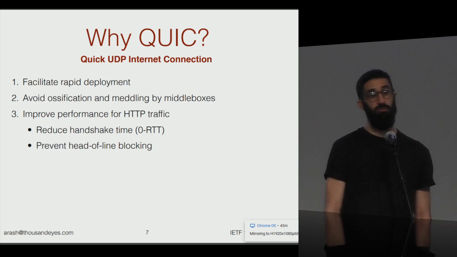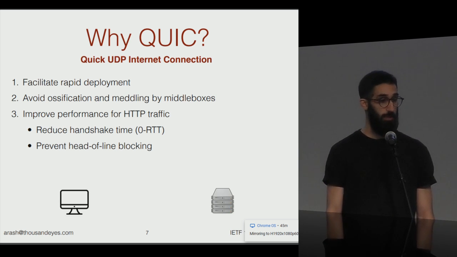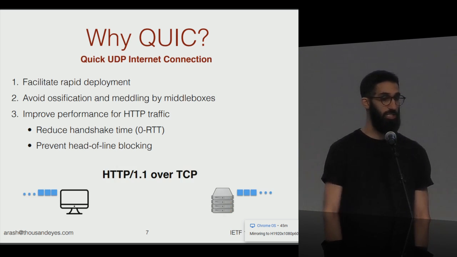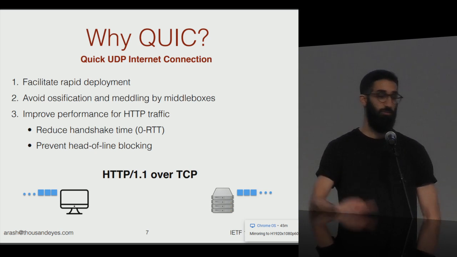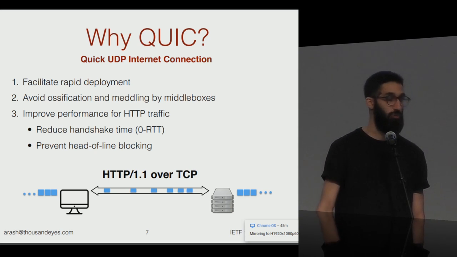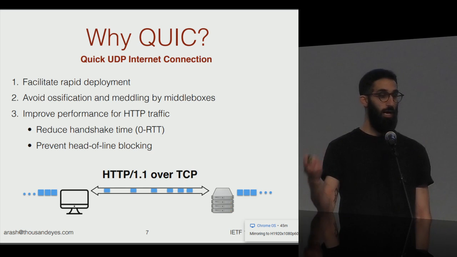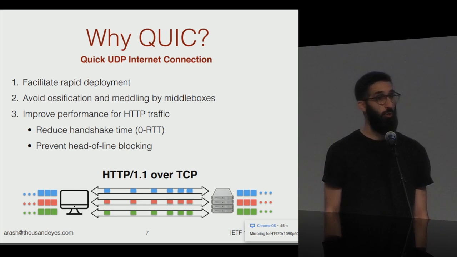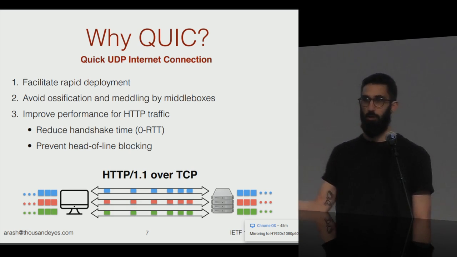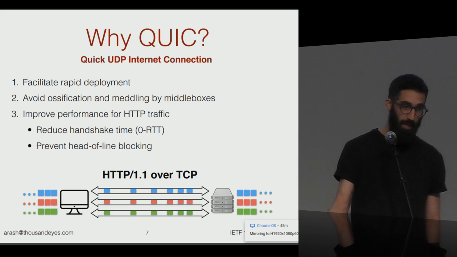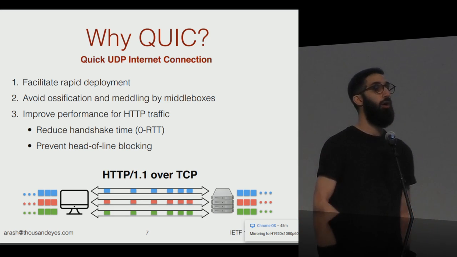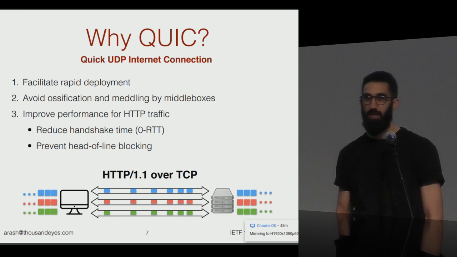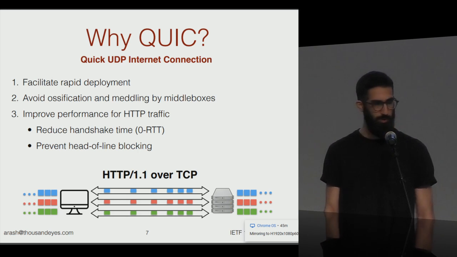QUIC prevents head of line blocking. What is that? If you have an HTTP stream, if it's HTTP 1, you have to open a TCP connection. If you have more than one stream, then you have to open more TCP connections. And we all know that all those connections have overhead. They're competing over bandwidth, so it's not a great use of resources.